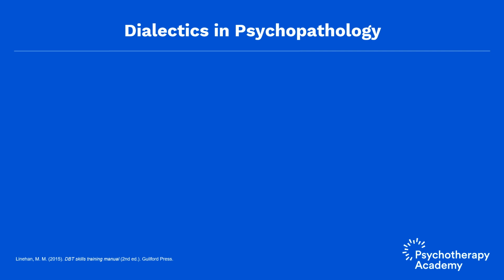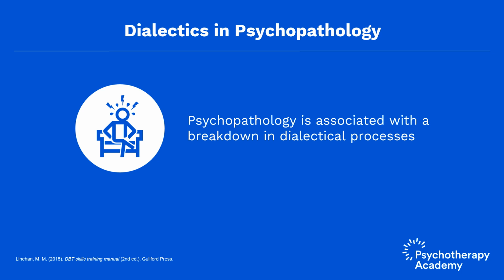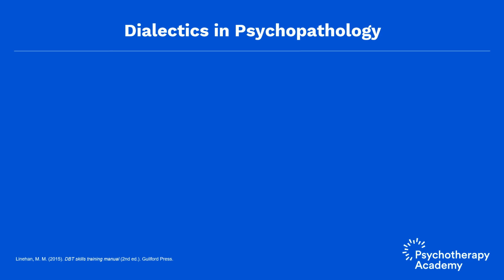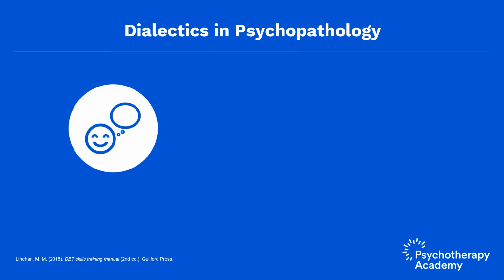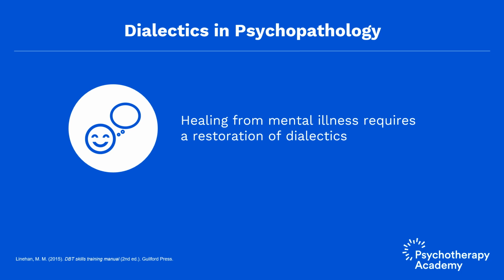But what Marshall Linehan noticed was that psychopathology is often associated with a breakdown in dialectical processes. What would happen if you couldn't think through things like pros and cons, cause and effect, short-term versus long-term? What would happen if you couldn't see things from different perspectives? What would happen if you had a belief and you were stuck on that belief and you couldn't update that belief, even if there was lots of new evidence? That would cause problems. So, therefore, what Marshall Linehan realized was that healing from mental illness often requires a restoration of dialectics. In other words, finding the middle balance.